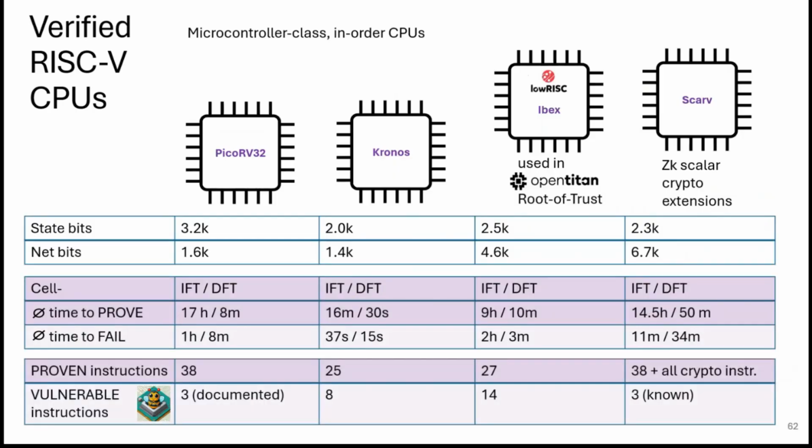And we could prove many properties. So we could prove many instructions to be secure, also the crypto instruction of the Spark processor. But we also found multiple vulnerabilities on all of them. Some of them were already known. Some of them were new.